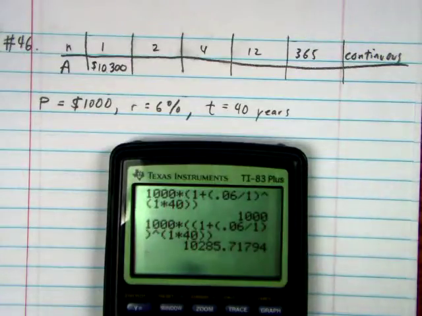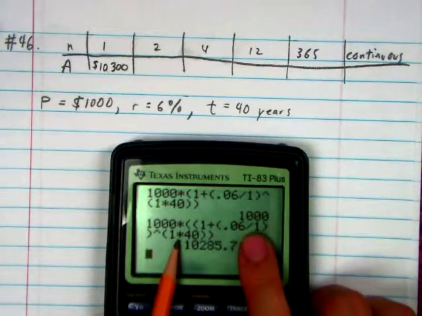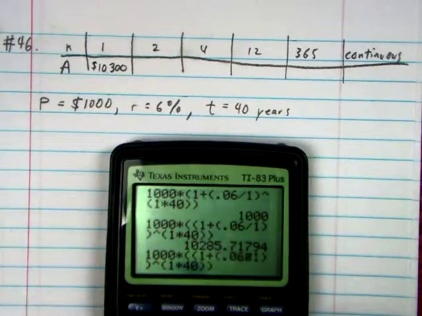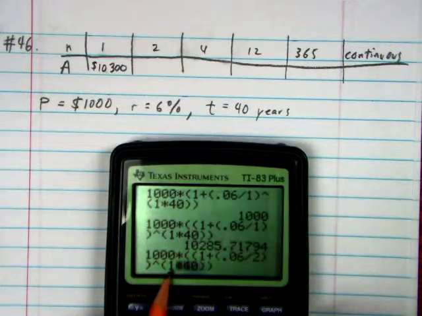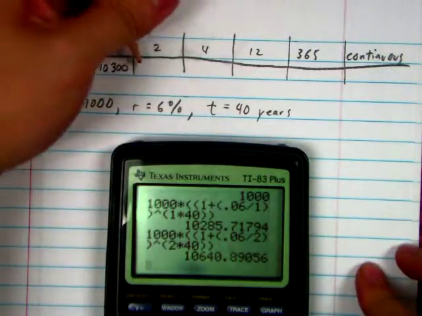But let's say we can now compound it twice a year at half the rate. So all we're going to do now is change these 1s to a 2. Again, we're taking half the rate, that's 0.06 divided by 2. Now we're going to multiply it twice as many times, so we have 2 times 40. We just got ourselves a little bit more money. We're now at 10,600 bucks.